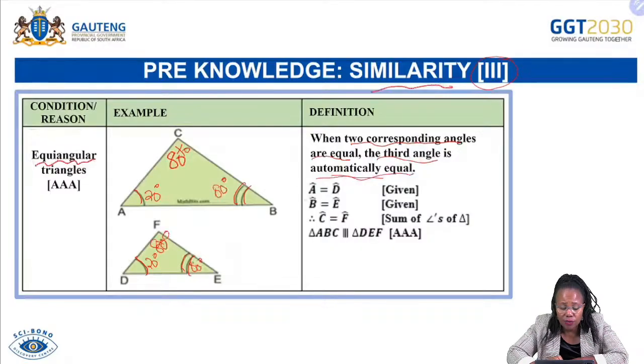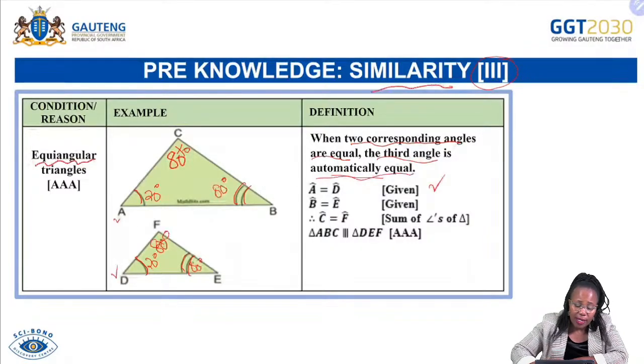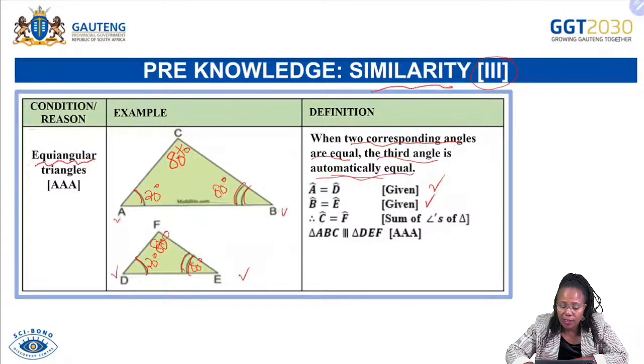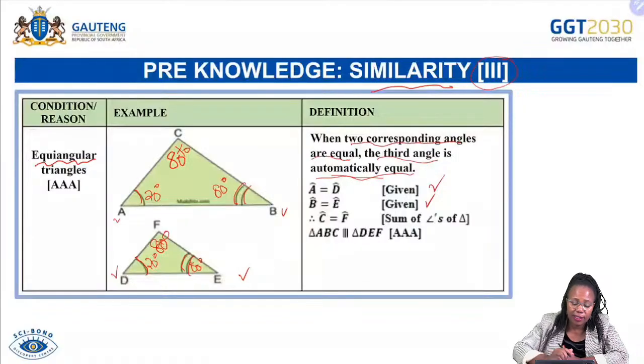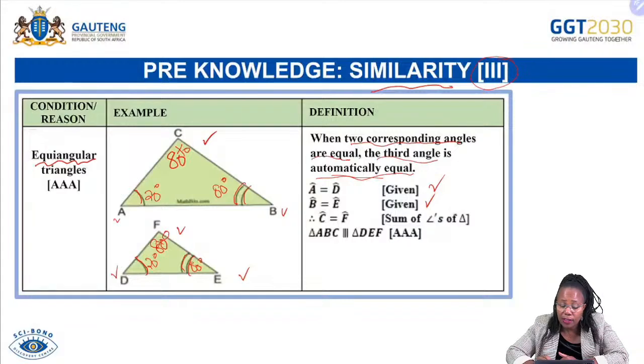So in this case, we are given that angle A is equal to D, that was given to us. Angle B is equal to angle E, that was also given. And then we have concluded that therefore, automatically, angle C will be equal to angle F. Why? It is because of the sum of angles of a triangle, or the interior angles of a triangle. And therefore, triangle ABC is similar to triangle DEF.